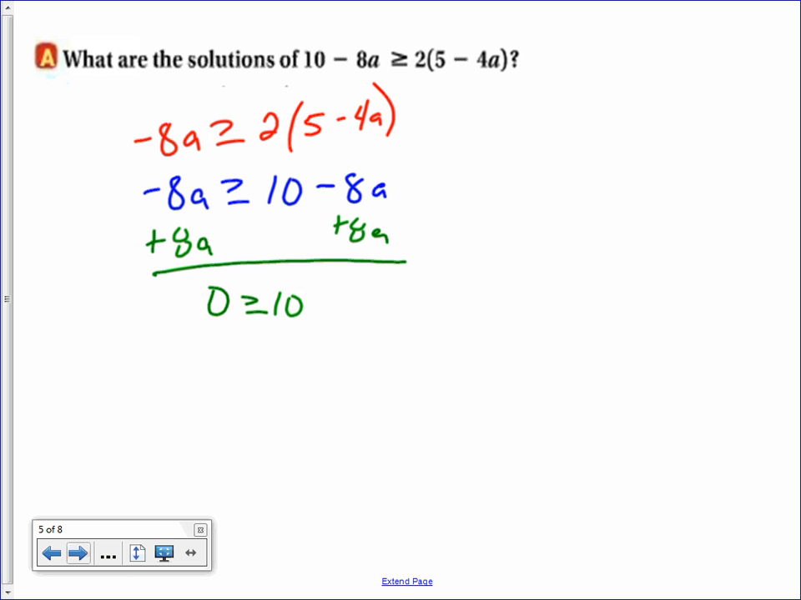So similar to last chapter, we were looking at infinitely many, or the identity, no solution. If I have 0 is greater than or equal to 10, this is a false statement. So I'd have to say that there is no solution. There's no number that I can put in for a that's going to give us a valid answer.